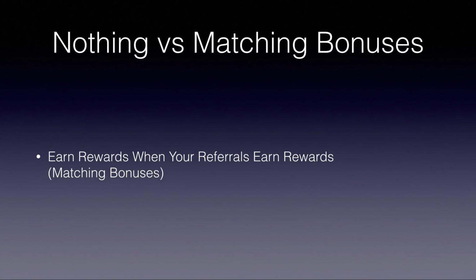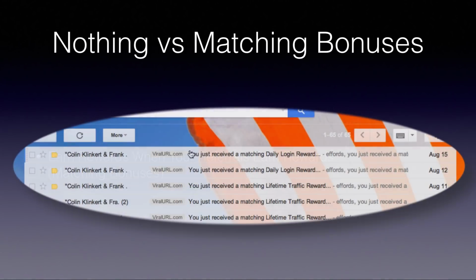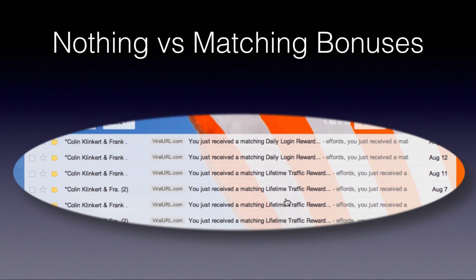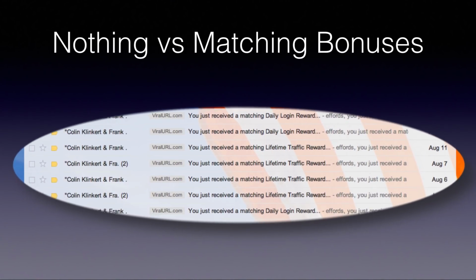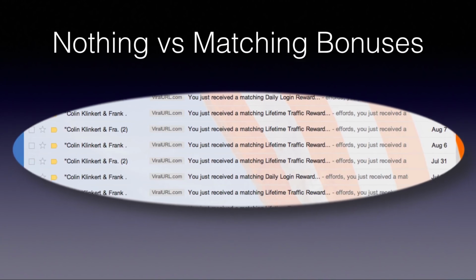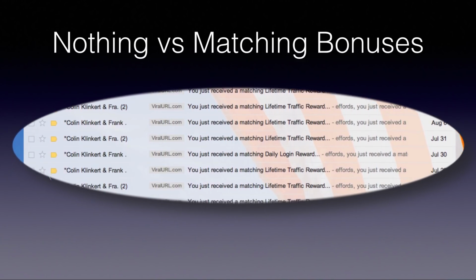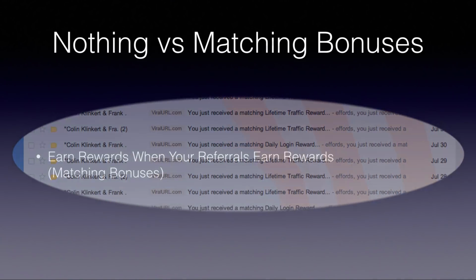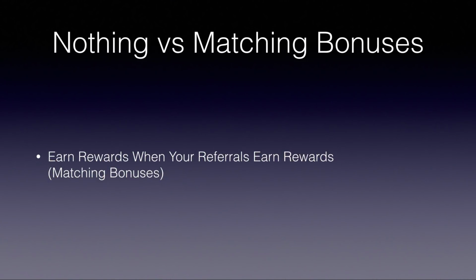Basically, anytime somebody that you refer to ViralURL, by the way, even those people that you referred maybe a year ago, 2 years ago, 3 years ago, 4 years ago, 5, etc., every time they earn a reward, you earn a matching reward as well. So if they earn 1,000 mailing credits for referring a certain number of active members into their account, you earn 1,000 mailing credits. If 100 people in your downline earn 1,000 mailing credits, you earn 100 times 1,000 mailing credits.